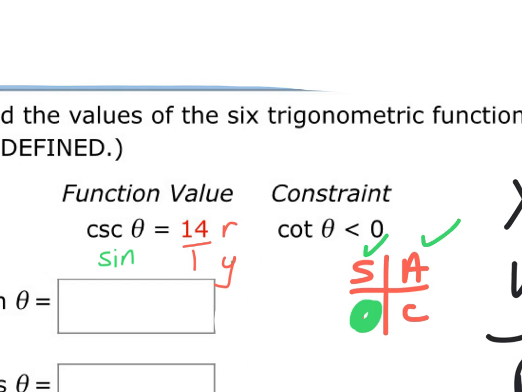Cotangent is less than zero. If it's less than zero, that means negative. Where are the two places that cotangent would be negative? Tangent and cotangent, where are they positive? The T, and?